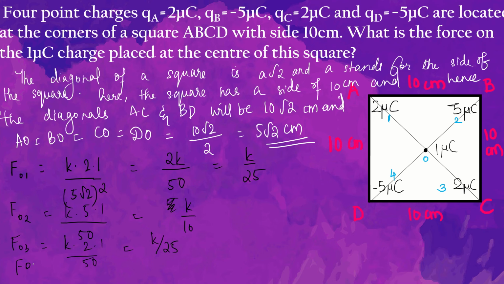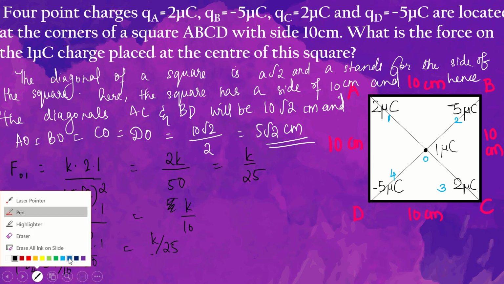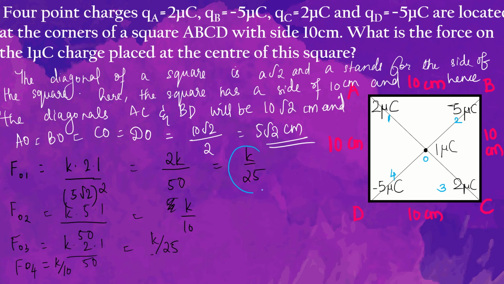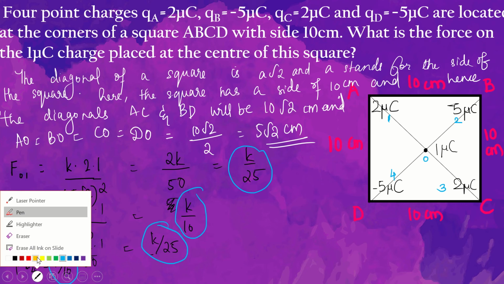F04 also is going to be K by 10 itself. Now see this here, K by 25, K by 25. F01 and F03 have the same forces, K by 10 and K by 10. Here also they have the same, F02 and F04 have the same forces. But now let us look at their directions.